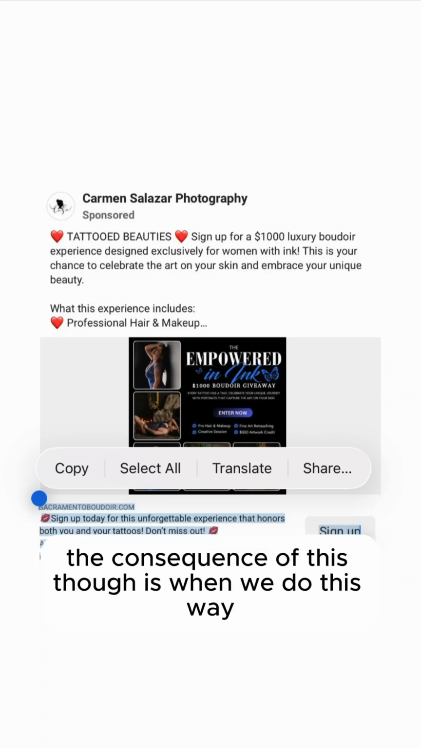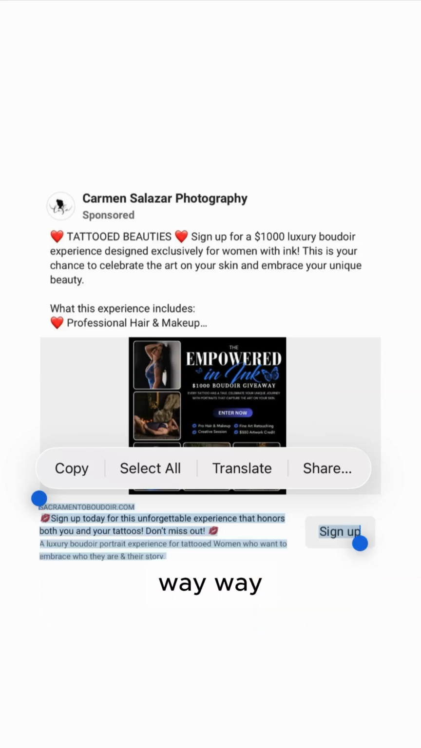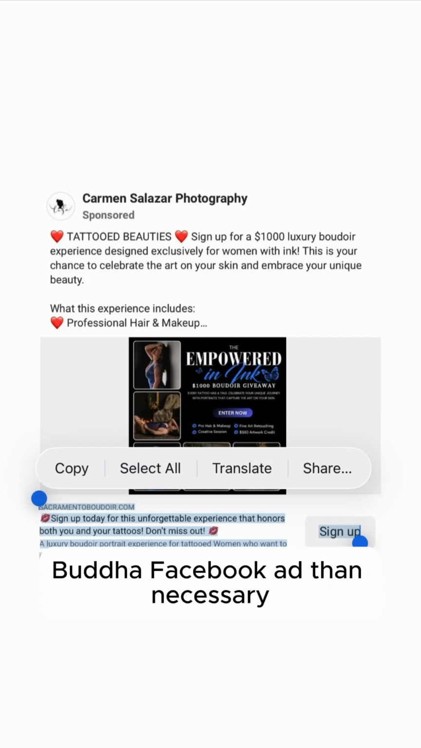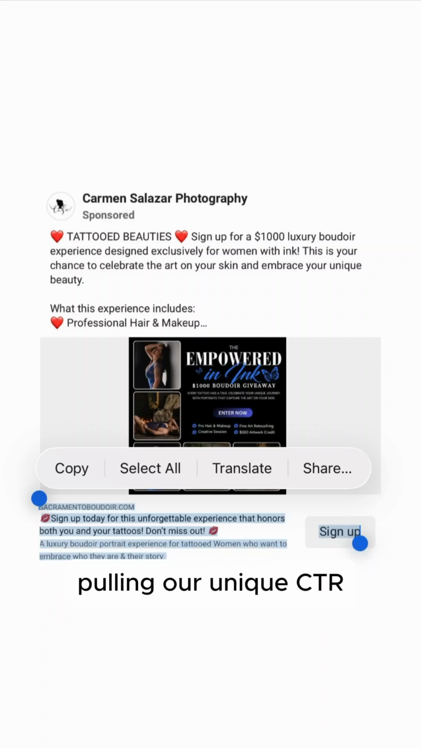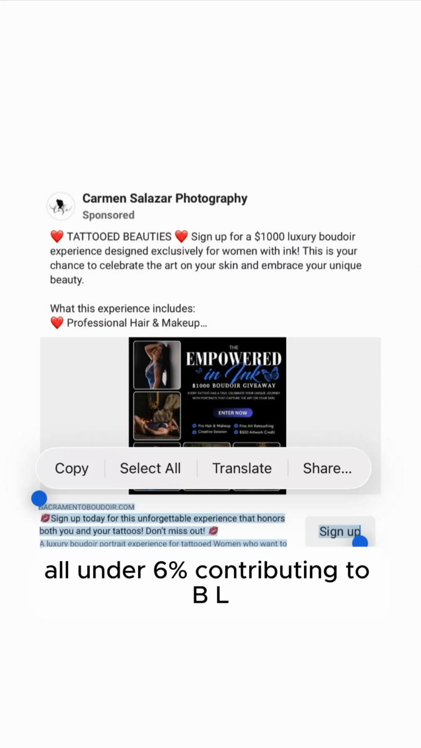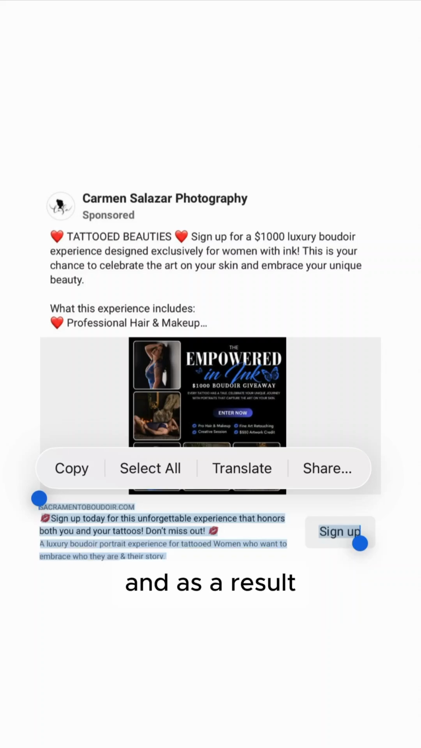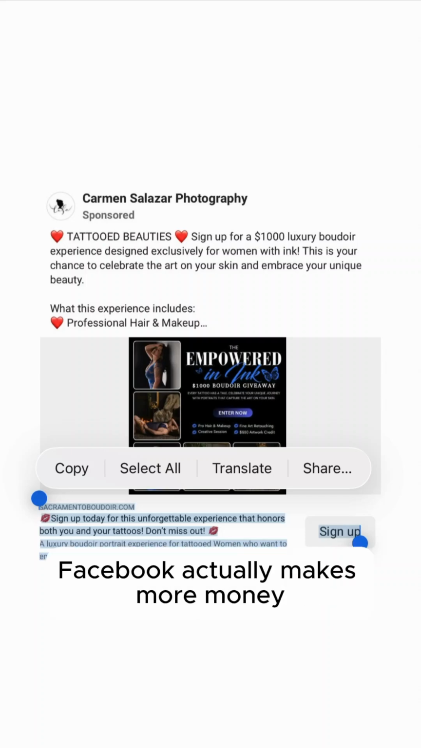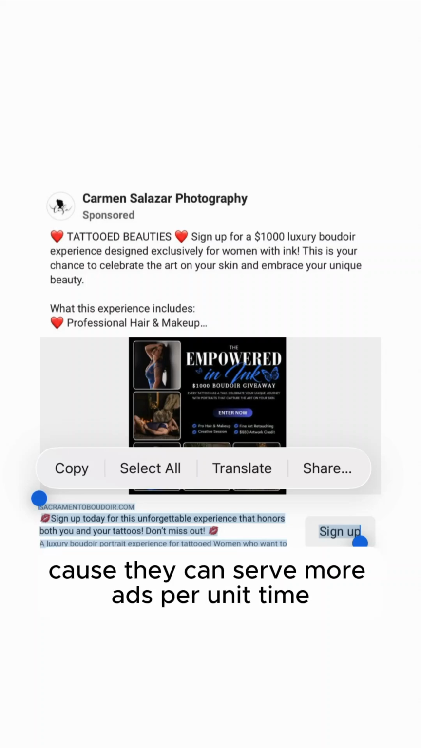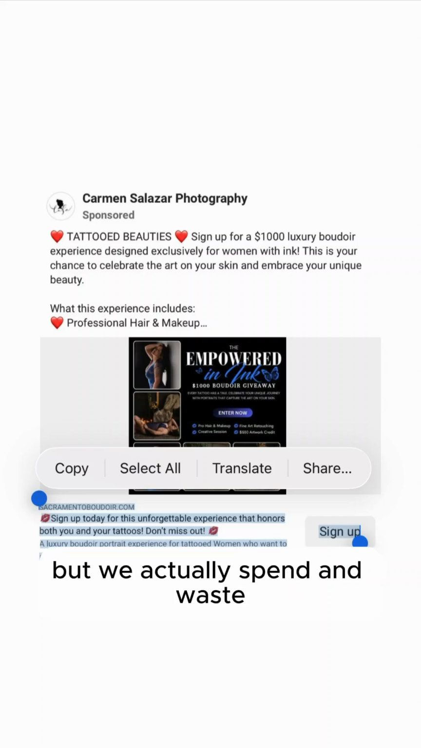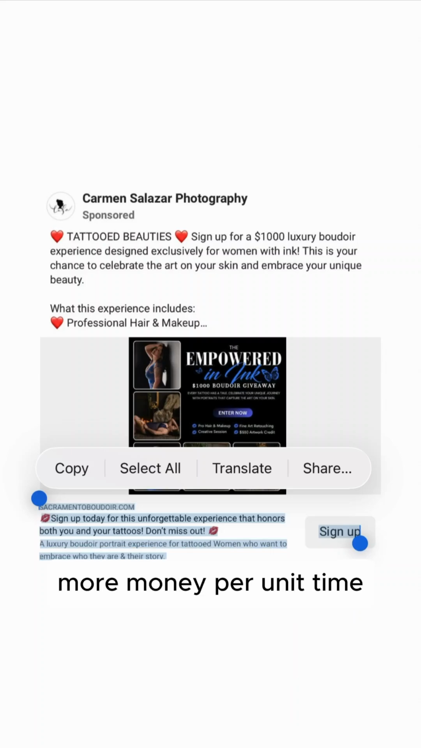The consequence of this, though, is when we do this, way more women scroll by our Boudoir Facebook ad than necessary, pulling our unique CTR under 6%, contributing to BLCS, aka Boudoir low click syndrome. And as a result, more women scrolling by our ad per unit time. Facebook actually makes more money because they can serve more ads per unit time, but we actually spend and waste more money per unit time.